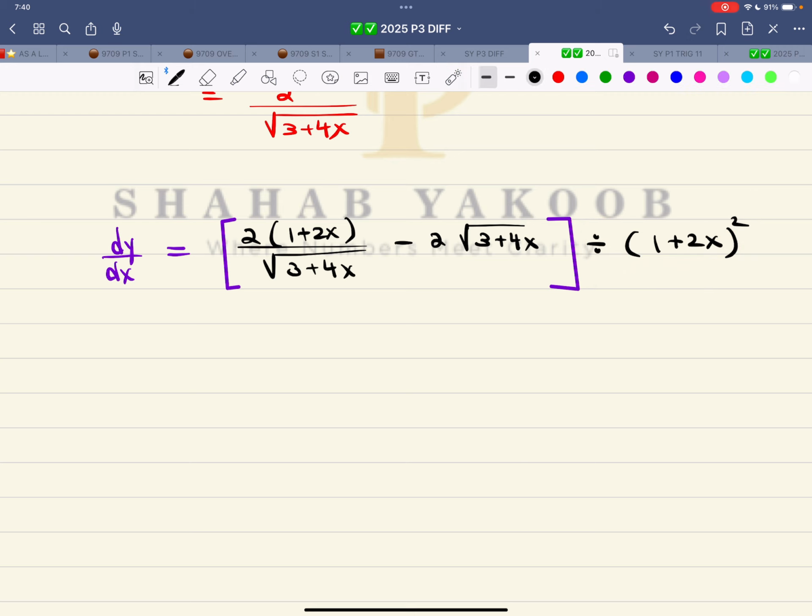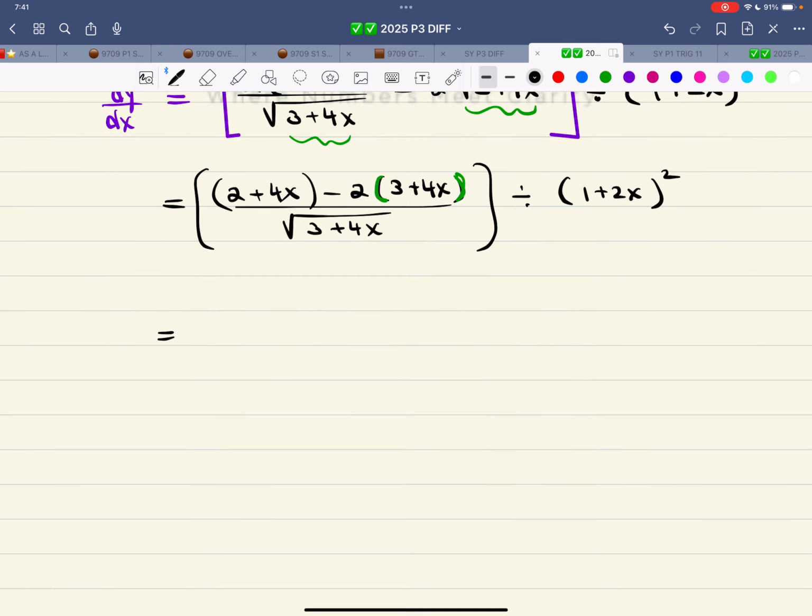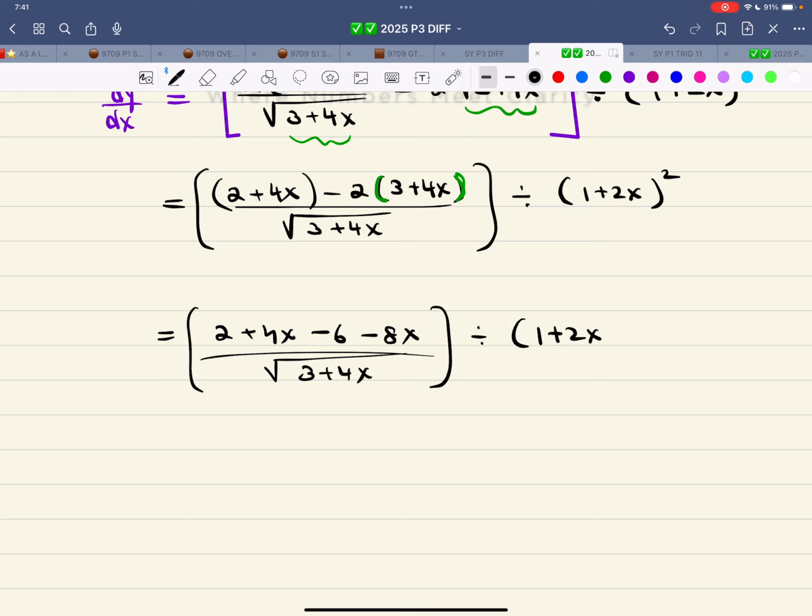So now let me simplify this thing. This is square root 3 plus 4x, and this is 2 plus 4x, that is this thing, minus 2 times 3 plus 4x. The same knowledge over here, the square root multiplies, and we are getting this thing. Got it? And now let me put this sign over here. Let me put a division. This is 1 plus 2x whole square. So therefore this is 2 plus 4x minus 6 minus 8x divided by square root 3 plus 4x, big bracket, division 1 plus 2x whole square.